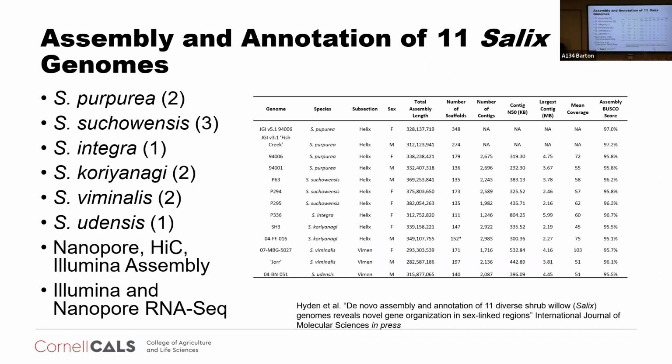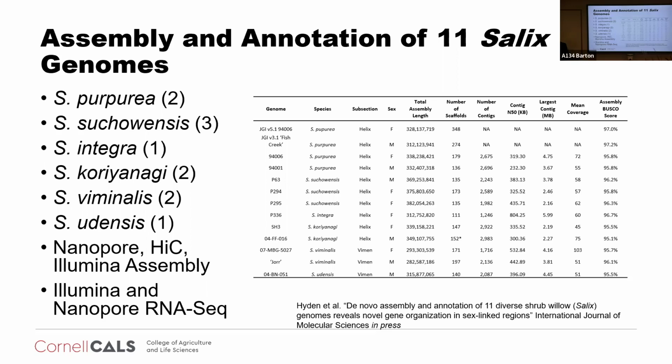So now shifting gears a little bit from the sex determination story, I want to talk a bit about a couple other projects I did in my research, also in conjunction with Oak Ridge National Laboratory this spring. The first involves the assembly and annotation of 11 shrub willow genomes. In the Cornell Shrub Willow breeding program, we utilize a variety of shrub willow species to develop cultivars. Willow is readily able to intercross between species.